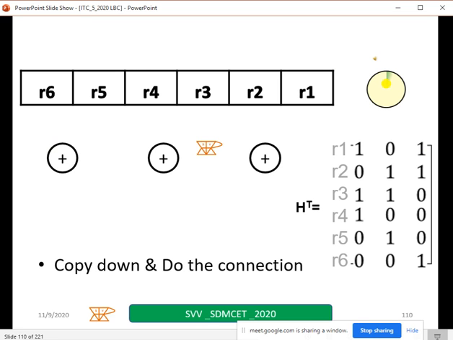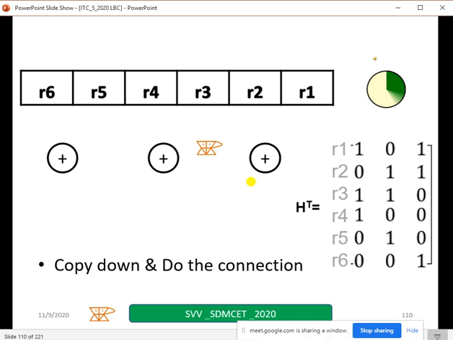Those who have completed copying this much, they can do the connection to the adder. For example, I want the first column. See, R1 is there, R3, R4 is there. Join R1, R3, R4. This will become your first syndrome bit. Similarly, second, third. Either you can move from left to right or right to left, but remember what you are doing. Based on that, you can do the connection. Copy down and do the connection.